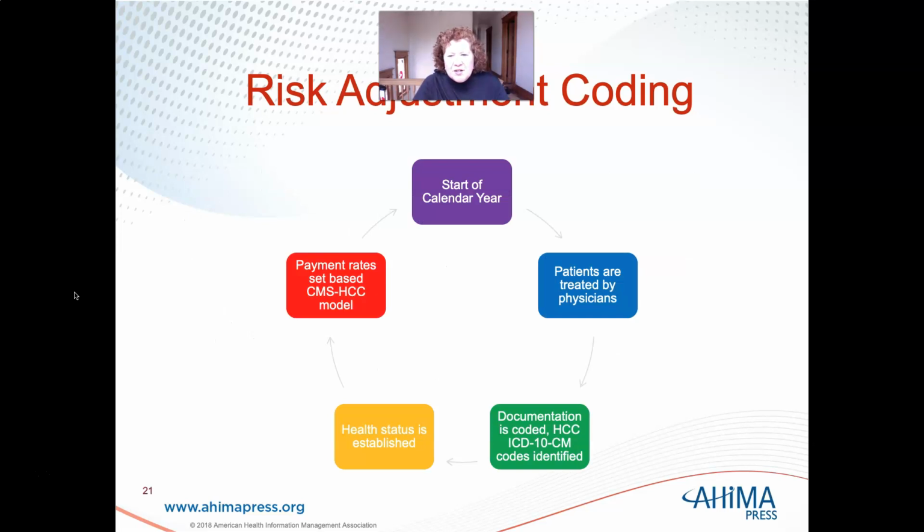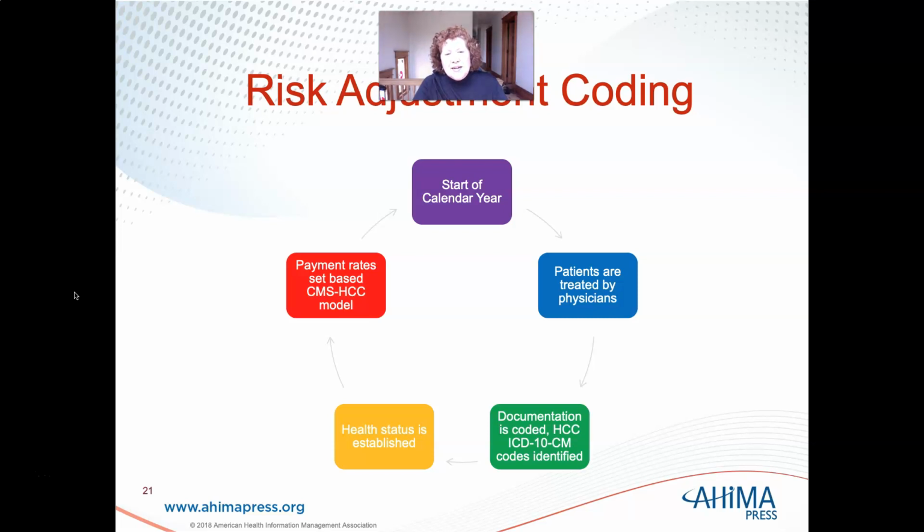Risk adjustment coding. Okay, so at the start of the calendar year, patients are treated by physicians as the year goes by. Documentation's coded, the HCCs are identified. So let's say you have a perfectly healthy patient. They may not have any HCCs, or they may have only 1 or 2. Then you may have somebody with chronic comorbid conditions. They have to be monitored on a quarterly basis or a monthly basis because of their situation. Those ICD-10-CM codes are HCCs. Those are identified, and those should be being reported.